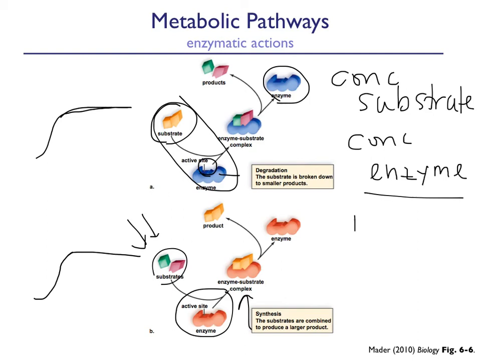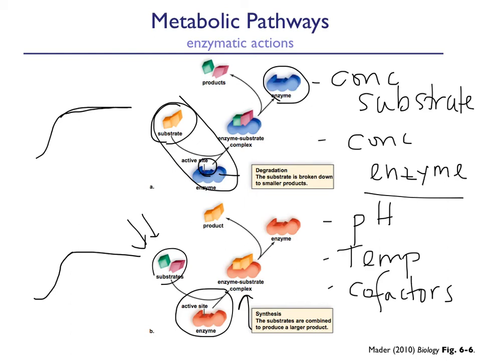So far we've talked about pH, temperature, cofactors, coenzymes, substrate concentration, and enzyme concentration. These are all examples of factors that affect the rate of an enzymatic reaction. Environmental factors, things that the cell can adjust in order to limit or enhance how fast a reaction occurs.